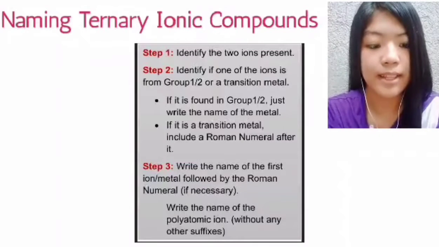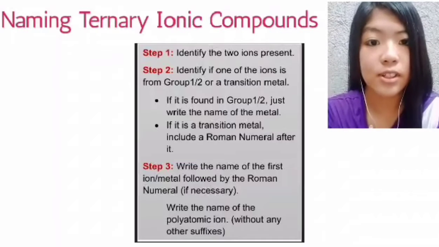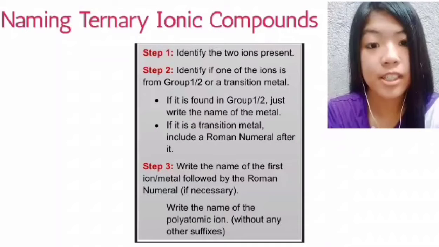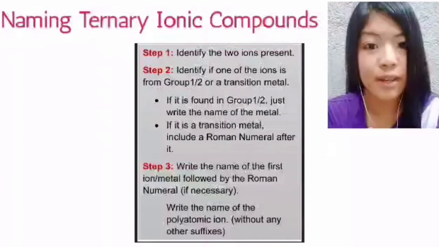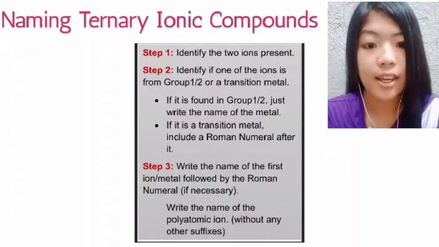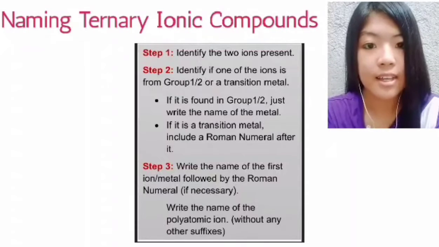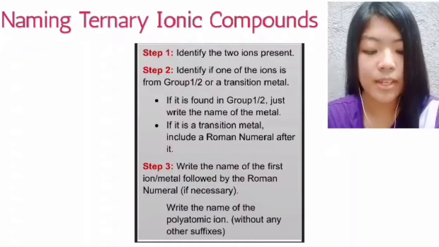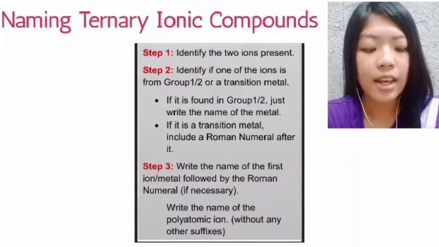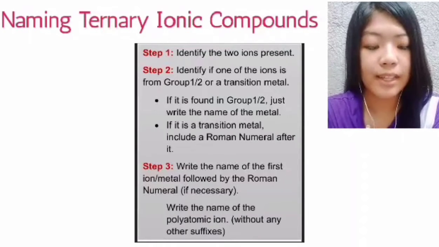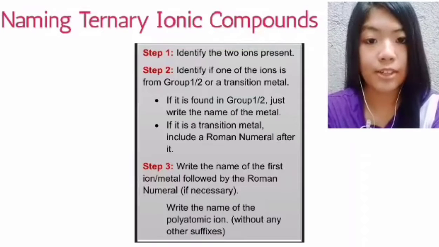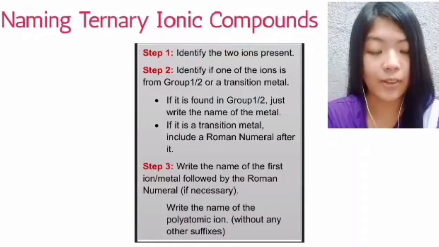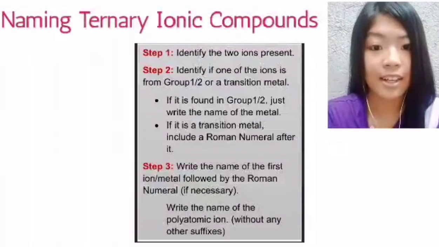a transition metal. If it is found in group 1 or 2, you just have to write its name. But if it is a transition metal, you have to include a Roman numeral after it to indicate its oxidation state. Then last, for step 3, you have to name the first ion or the metal, followed by the Roman numeral if it is necessary, and then write the name of the polyatomic ion without adding any other suffixes.